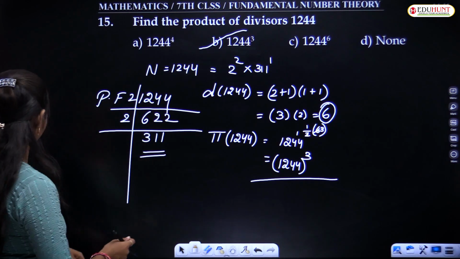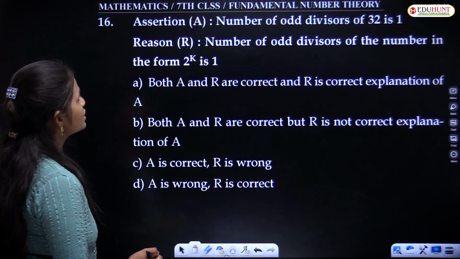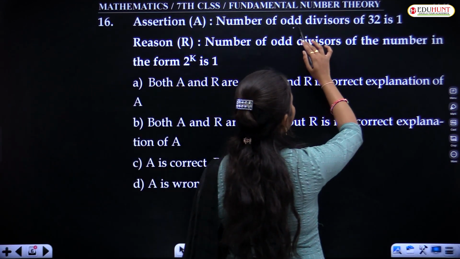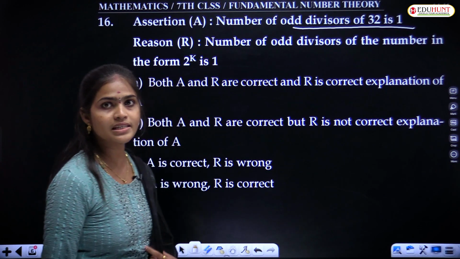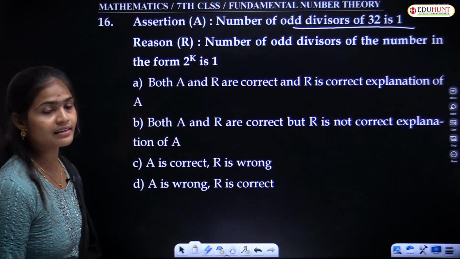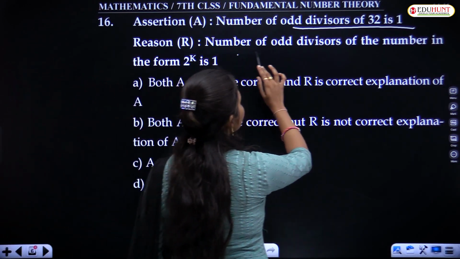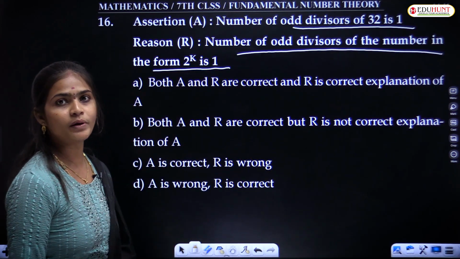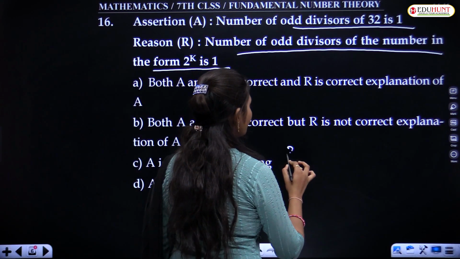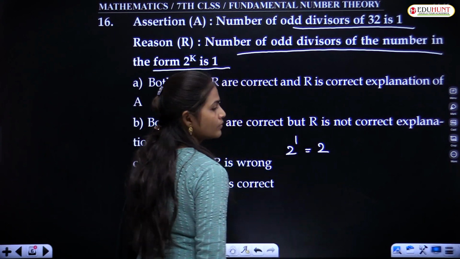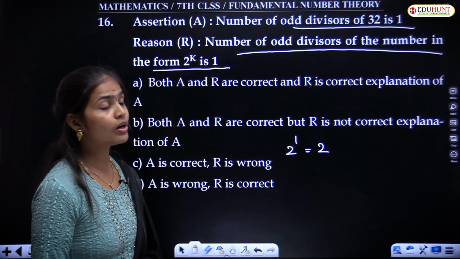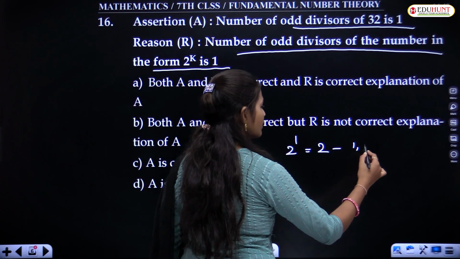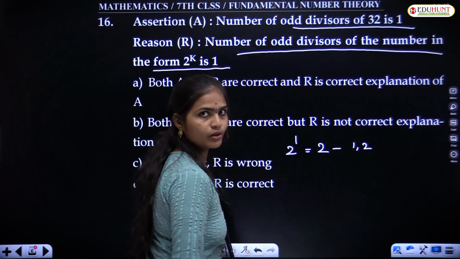Okay, now the next question, an assertion. Number of odd divisors of 32 is 1. What is the reason? Number of odd divisors of a number in the form 2 power k is 1. Let us see that. For example, 2 power 1 is there, so the value is 2 only. What are they asking here? Number of odd divisors. Factors of 2 are 1 and 2 only.